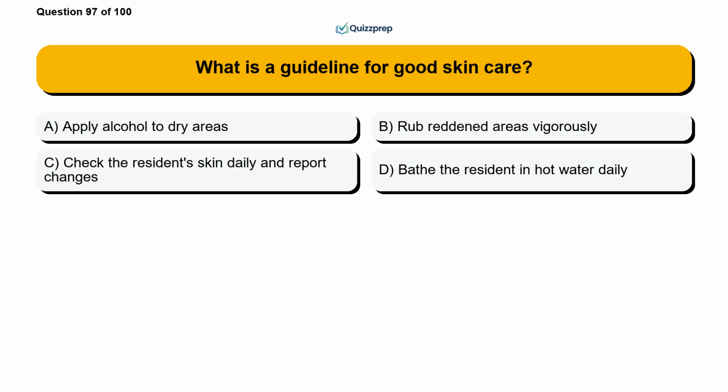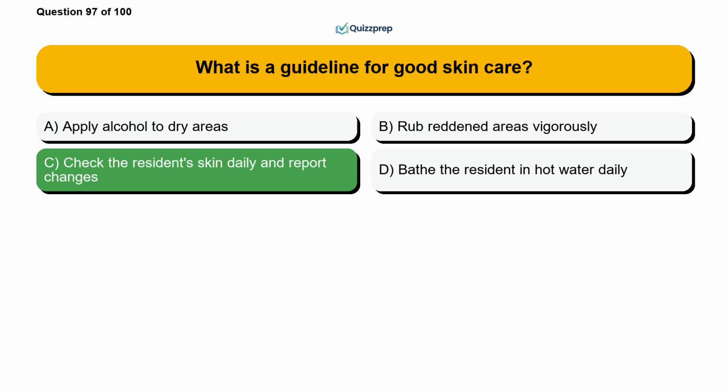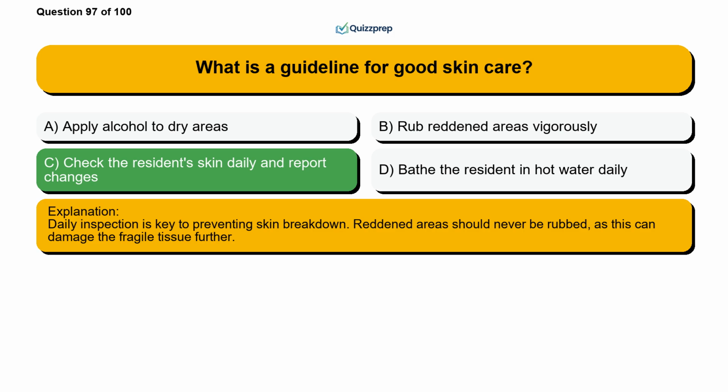Question 97. What is a guideline for good skin care? Option A, apply alcohol to dry areas. Option B, rub reddened areas vigorously. Option C, check the resident's skin daily and report changes. Option D, bathe the resident in hot water daily. The correct answer is option C, check the resident's skin daily and report changes. Daily inspection is key to preventing skin breakdown. Reddened areas should never be rubbed, as this can damage the fragile tissue further.